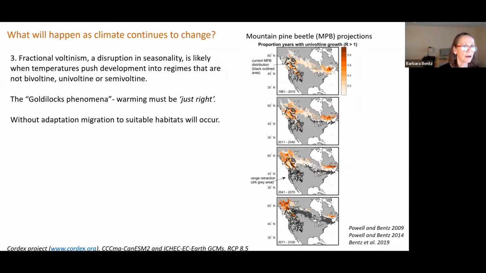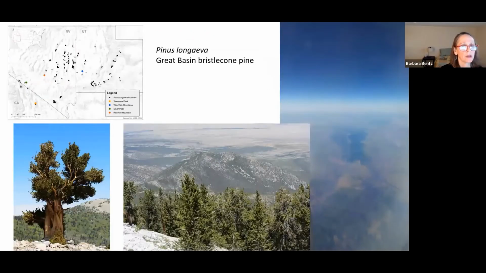So now I'd like to switch gears a little bit and show some recent observations of an unusual and very unexpected bark beetle-caused mortality in an iconic high elevation pine species in the western US. So Great Basin bristlecone pine, Pinus longaeva, is among the longest lived organisms worldwide. A single tree has been measured at more than 5,000 years old. It grows on isolated mountaintops across the Great Basin in Nevada.